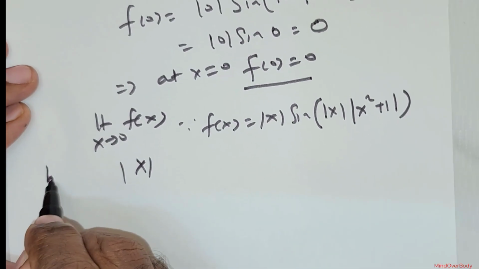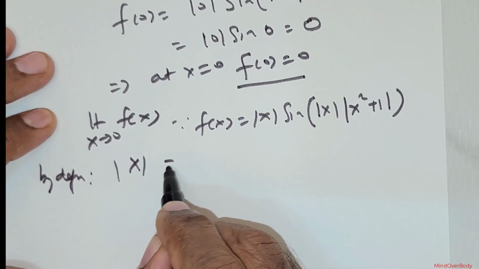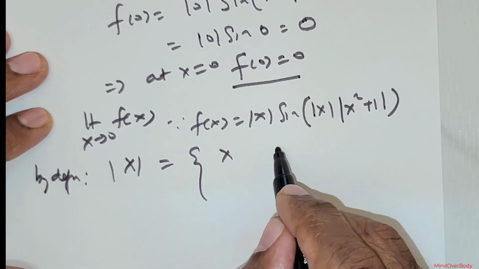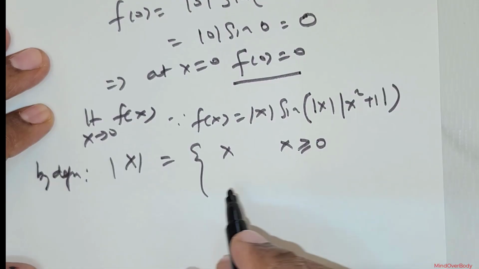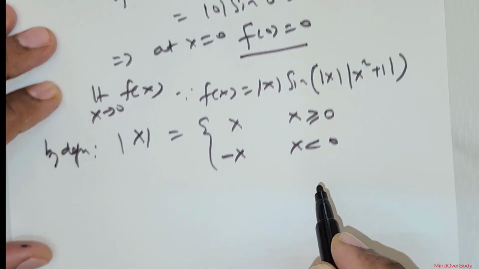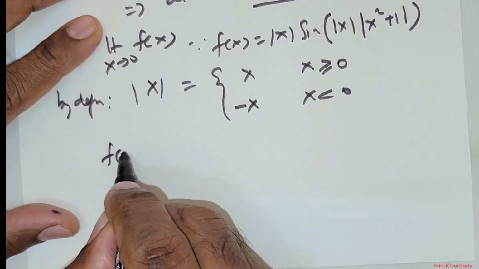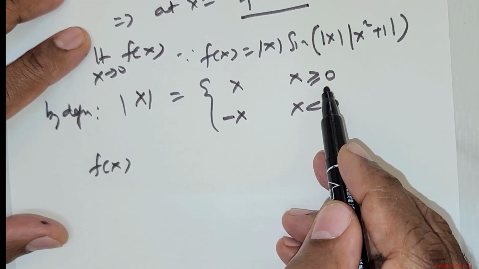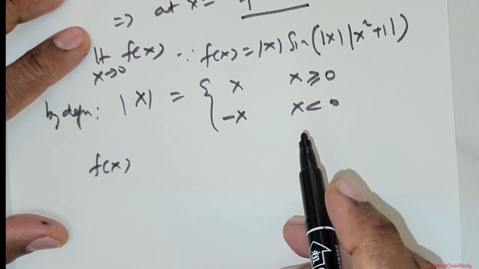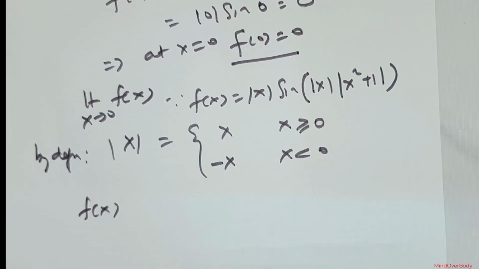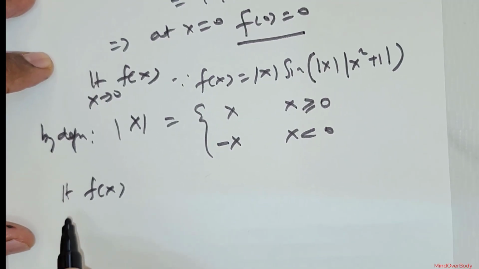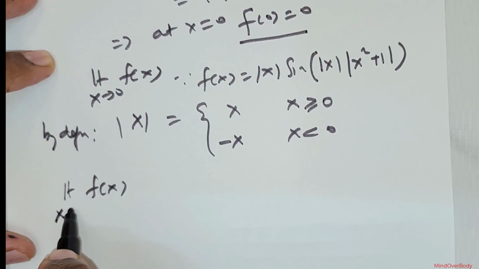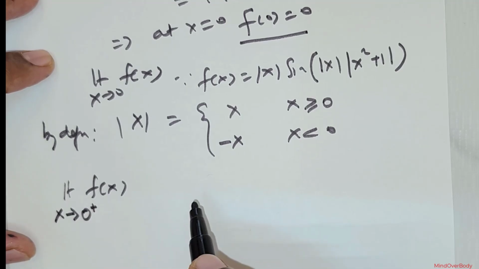Now by definition, modulus of x is equal to x for x greater than or equal to 0, and it is equal to negative x for x less than 0. So clearly, when I have x greater than or equal to 0, I will have to study the values. So now the next objective is to find the value of f of x as x is moving towards 0 from the positive side.